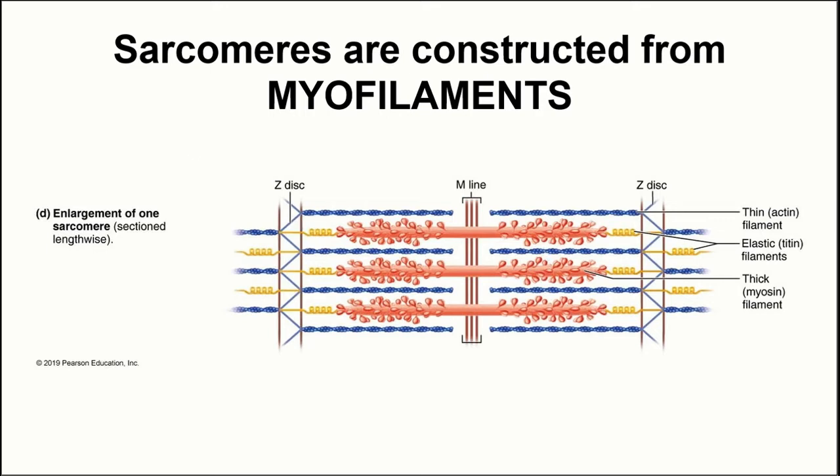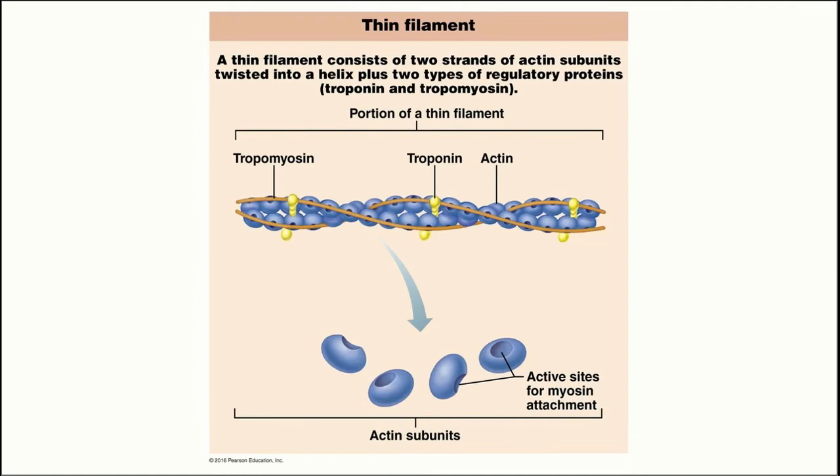So let's start by looking at the thin filaments first. The thin filaments, what you're seeing here, are constructed from these blue bead-like proteins in this diagram. They're not actually blue in real life, but they are a bead-shaped structure, and these bead-like proteins are called actin. These actin proteins form strands, and the thin filament actually consists of two strands of actin proteins that are twisted together, kind of like beads on a string.